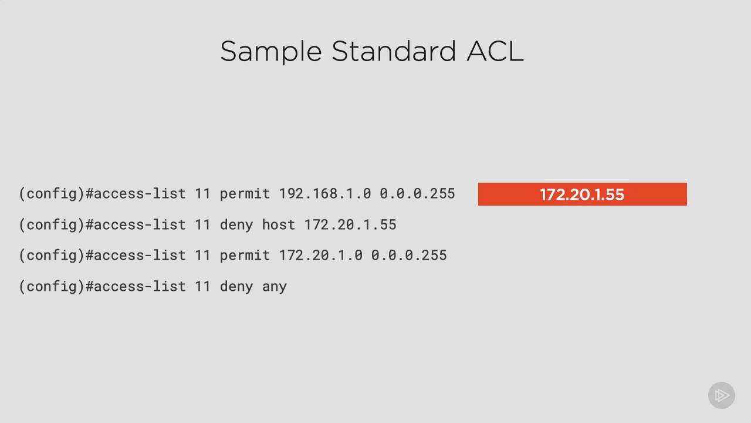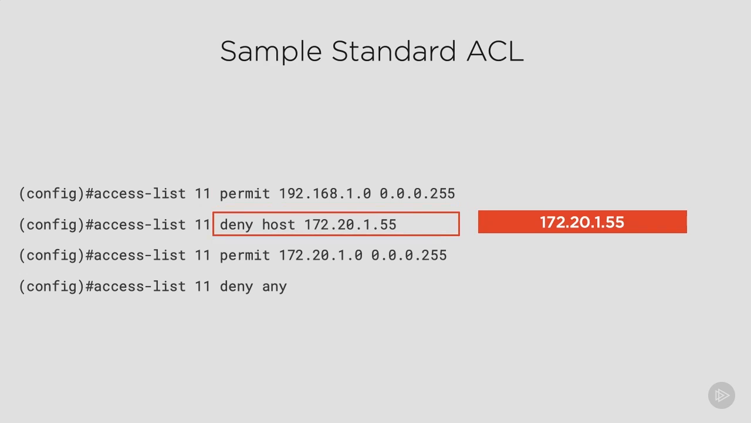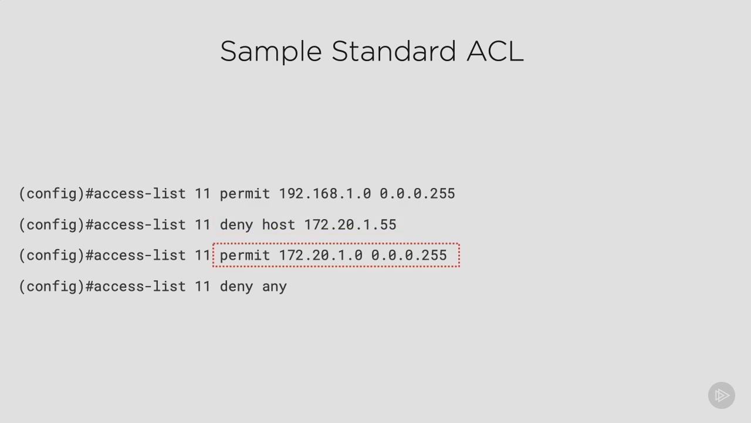But let's say that the next traffic that was being evaluated against this ACL was sourced from 172.20.1.55. It wouldn't match the first statement because it doesn't fall within the 192.168.1.0/24 subnet. But this time, it does match the second statement, so then the ACL will look to see what the then statement is for this line. In this case, it will be denied. Even though the third line would permit this traffic, it doesn't matter. Once a match is found, whatever is defined in the then statement is applied, and no more entries are evaluated.